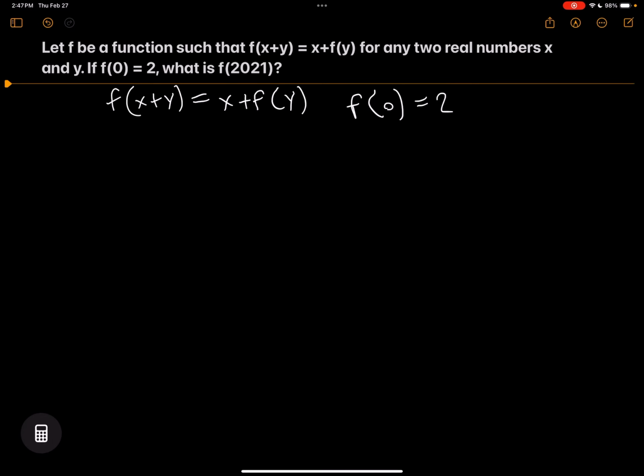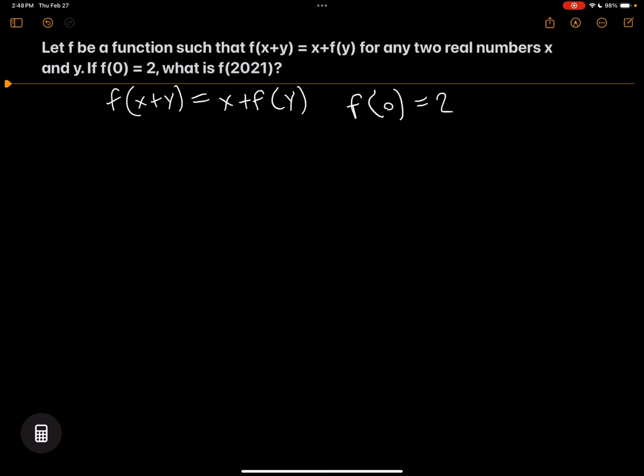In this video, we're going to be discussing this question on functions and inverses. This question is adapted from the 1998 AMC8 or AHSME test. The problem statement says, let f be a function such that f of x plus y is equal to x plus f of y for any two real numbers x and y. If f of 0 is 2, then what is f of 2021?